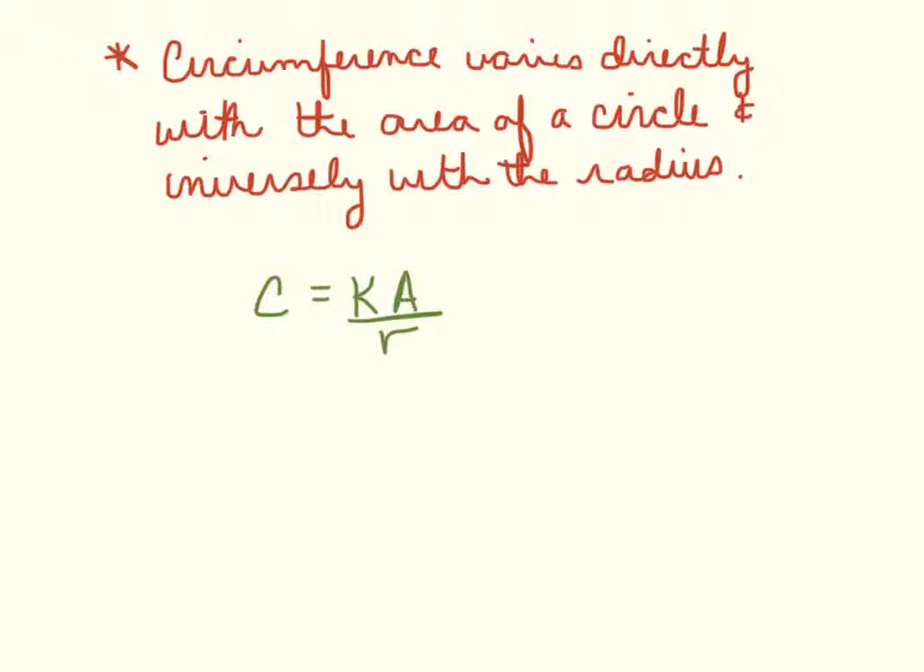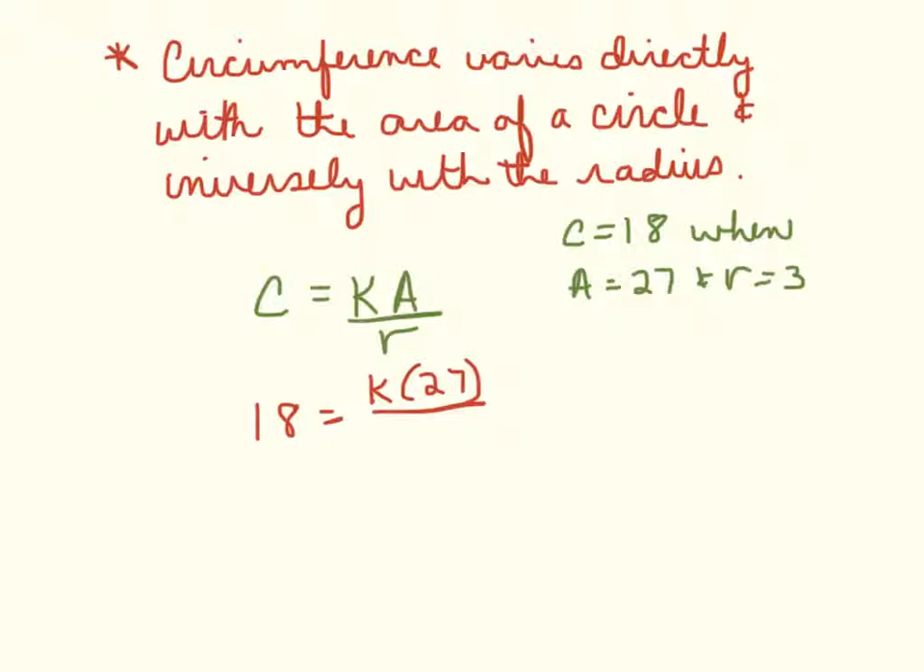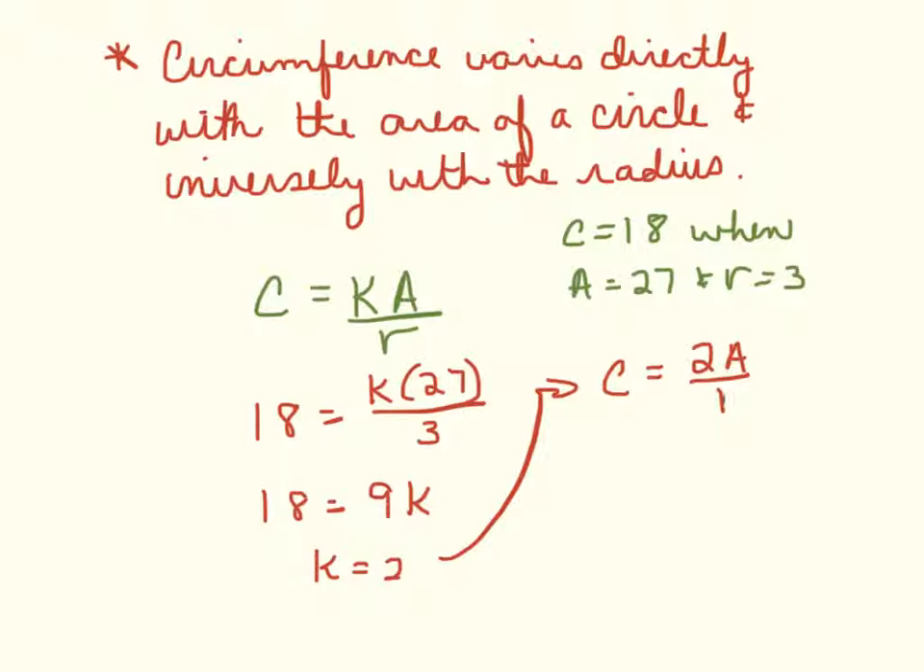Now here's the rest of the information they give us. They tell us C equals 18 when A is 27 and R equals 3. So now we can use this to actually find out what this constant is. So we go 18 equals K times 27, because A is 27, over radius 3. And we solve this for K. So 18 equals 27 divided by 3 is 9. K is equal to 2. So the general formula, or the equation for this relationship, is C equals 2 times the area over radius.